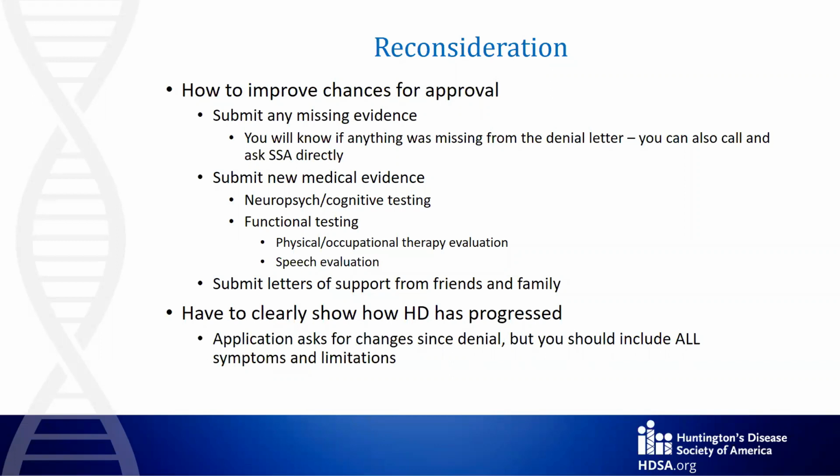Or let's say you get functional testing done and now you have a really clear idea of your physical limitations, or you get a physical or occupational therapy evaluation, or you get a speech evaluation done. All of those things are really important to Social Security, and they can change the outcome of your reconsideration appeal because they can show progression. It's substantive evidence that can really change the outcome of your case.